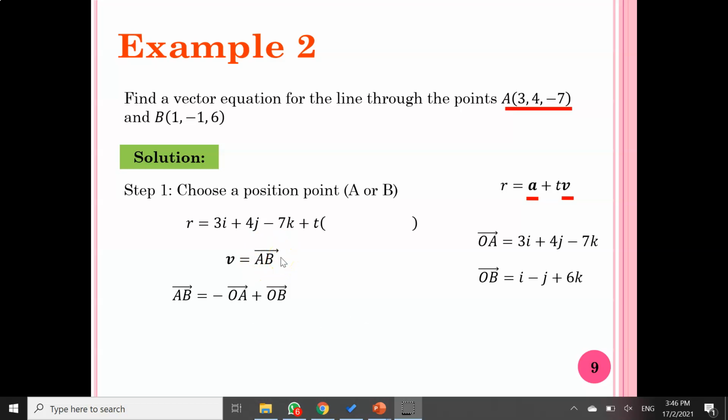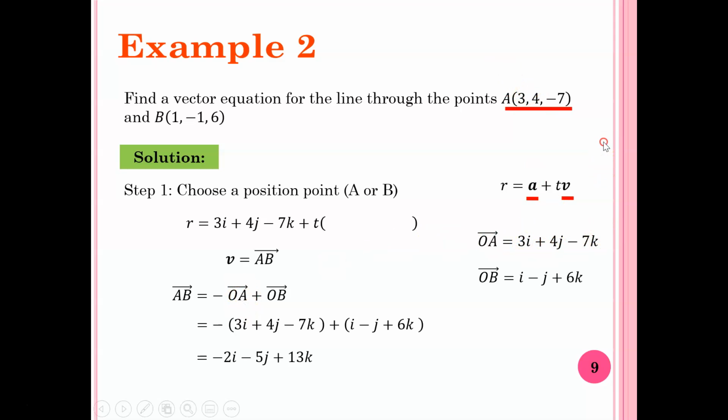But we don't have this vector AB. Since we don't have vector AB yet, but you have these two, OA, which is given by this, and OB, given by this. So from OA and OB, of course, you can find your AB. AB is given by negative OA plus OB. So what you have over here, you just substitute the value. You have OA given by this one.